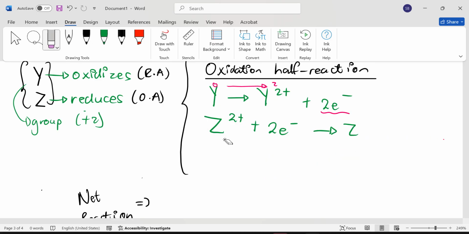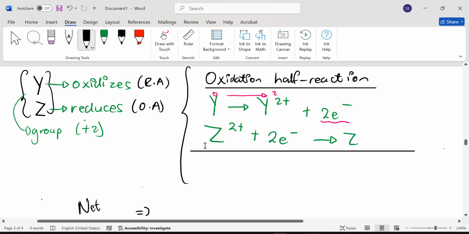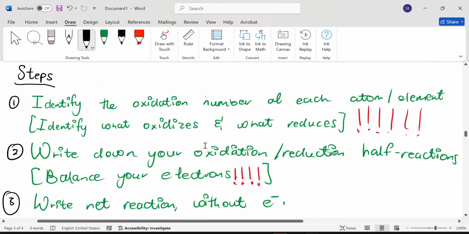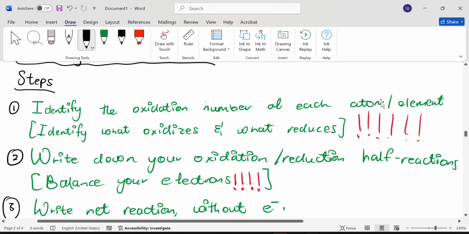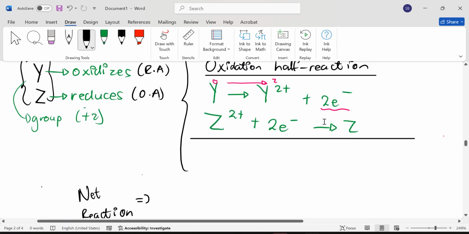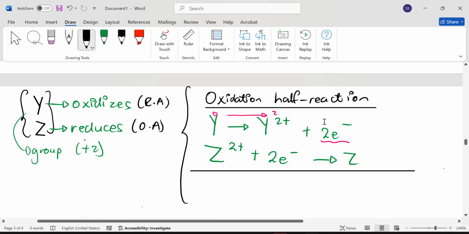So what did they notice? Well, for starters, your electrons. Now, before we write down, we need to go back to our notes. The steps. So what are the steps? The steps are: identify the oxidation numbers of each element. We've done that, which helps you identify what oxidizes and what reduces. So like I said, we identified Y as the one that oxidizes and Z as the one that reduces.